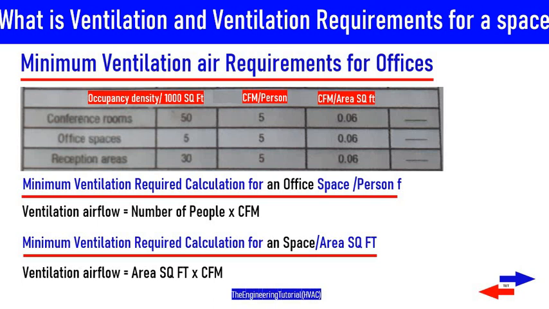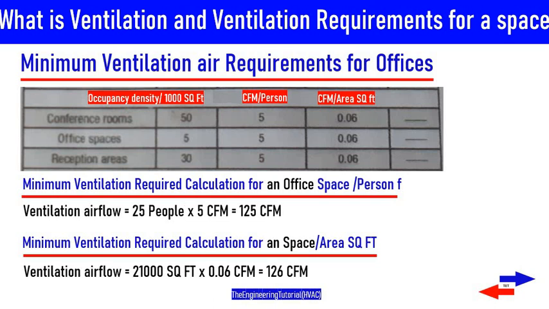So using the first method, ventilation airflow equals the number of people times the CFM per person. The second method, ventilation airflow equals area times the CFM per square foot. So let's say we have 25 people times 5 CFM per person. That gives us 125 CFM.